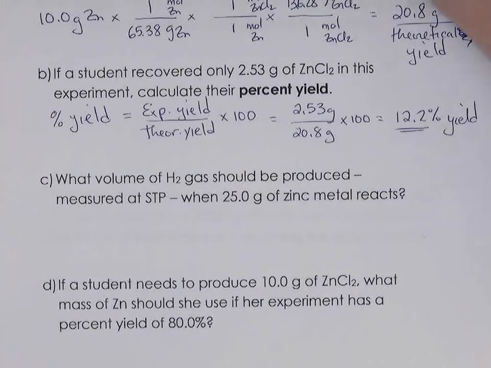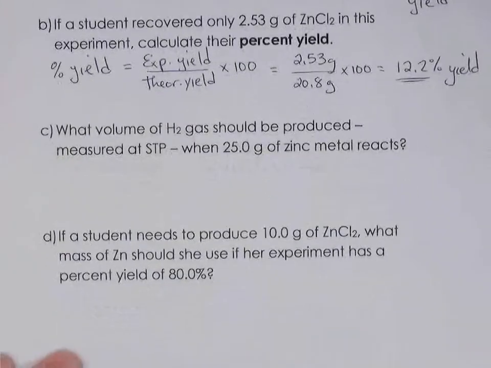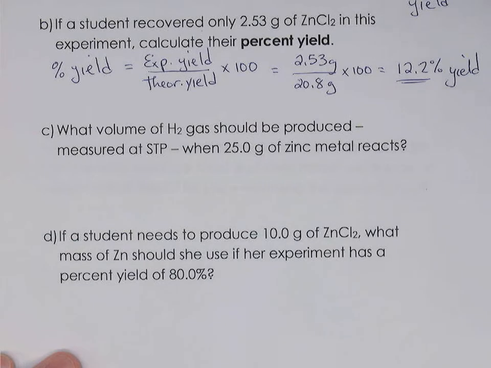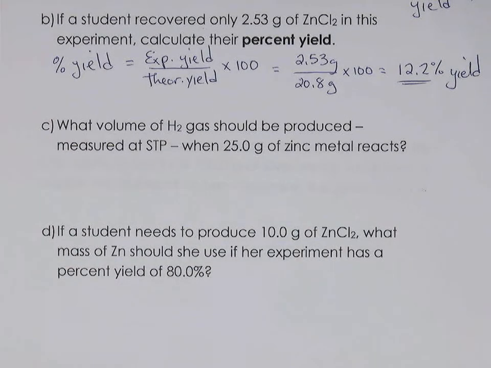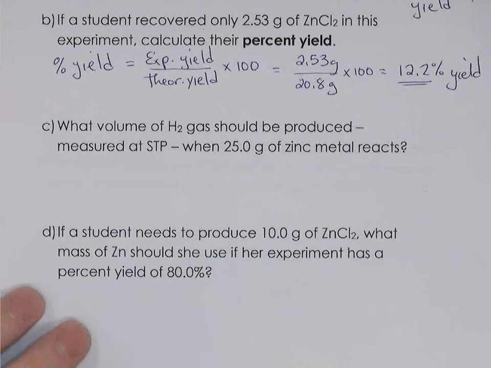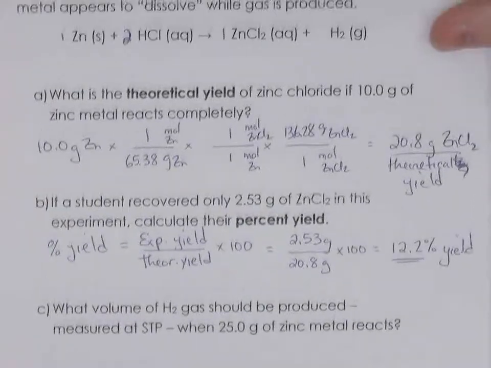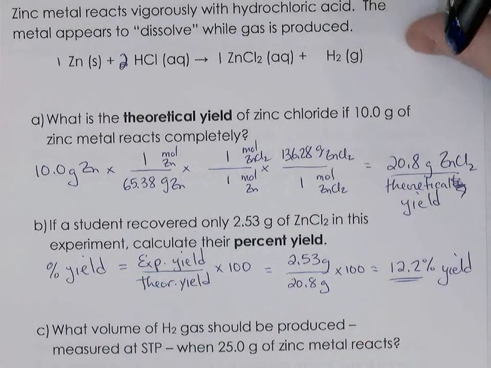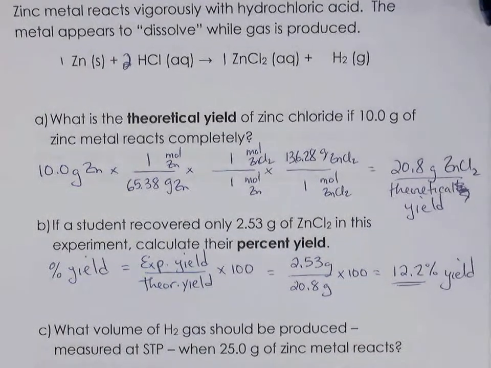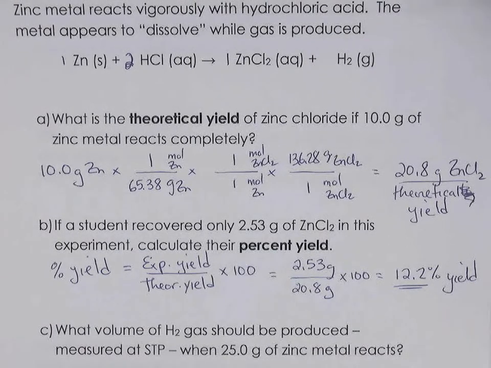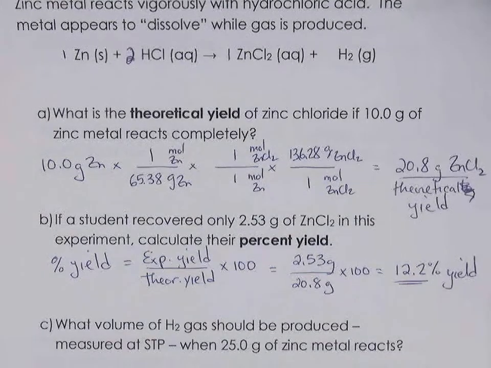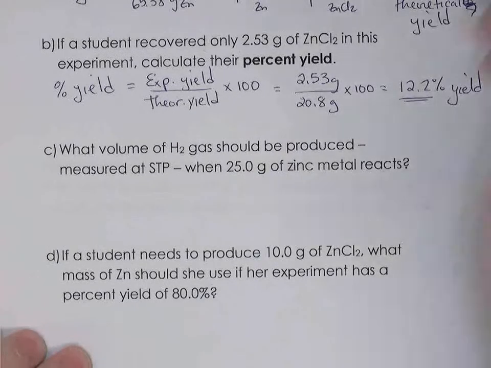Part C, pause the video and see if you can try this. It's actually not a percent yield calculation. It's just a straightforward stoichiometry problem. What volume of hydrogen gas should be produced, measured at STP, with 25 grams of zinc metal reacting completely in our reaction above, zinc with hydrochloric acid, making zinc chloride and hydrogen gas? So what volume of hydrogen gas should you produce, 25 grams of zinc measured at STP?